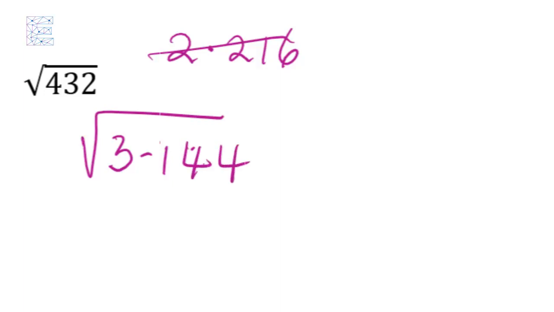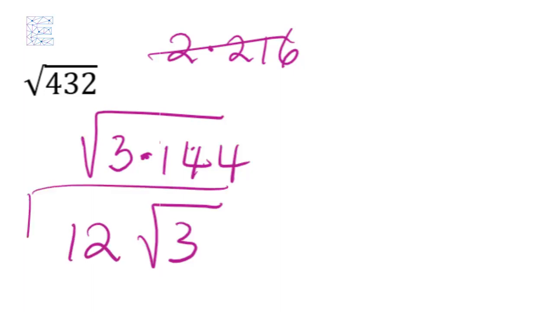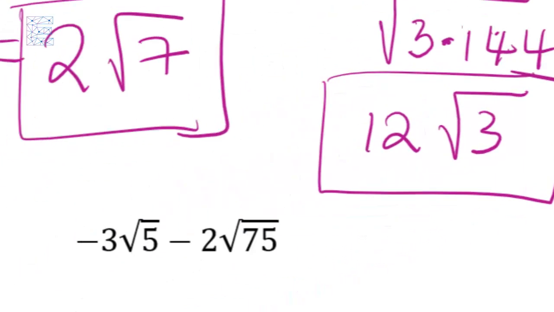And now we just take the square roots. 3 doesn't have a square root, so it's going to remain inside, but 144 does. Square root of 144 is 12, so the 12 is going to be on the outside. 12 root 3 is the simplified version of square root of 432.